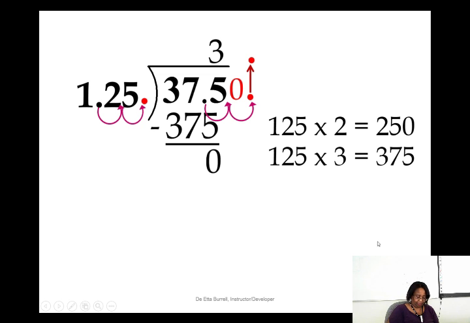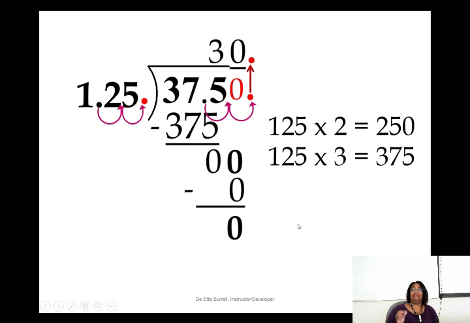Am I finished? I have a 0. Am I done? I'm not done. I still need to bring this 0 down. This 0. It still needs to come down. I'm not finished yet, so I need to bring it down. And how many times will 125 go into 0? 0 times. So the answer is 30, not 3.